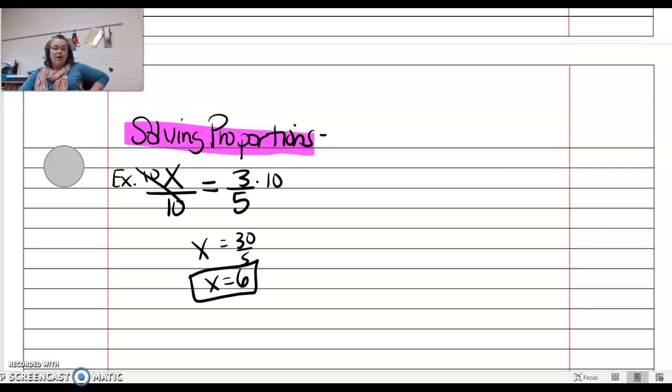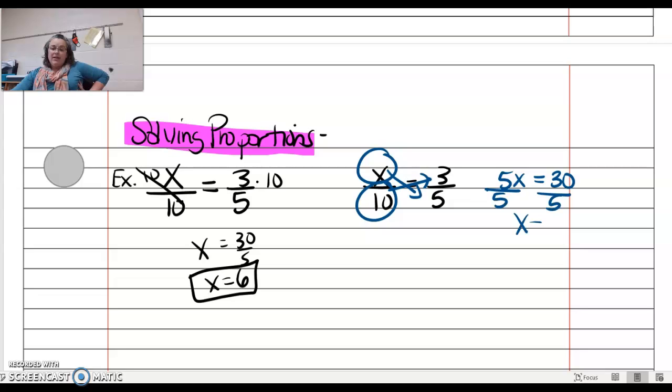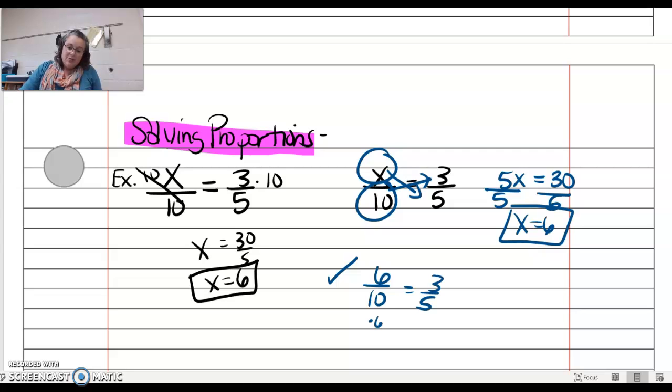But we can actually use the means extremes property as well. If I did x over 10 equals 3/5, then 5x equals 10 times 3, or 30. And if I divide both sides by 5, I get x equals 6. It's the same thing. And then when you double check this, 6 over 10, does this equal 3/5? 6 over 10 is 0.6, and 3/5 is 0.6. Both sides are the same value.